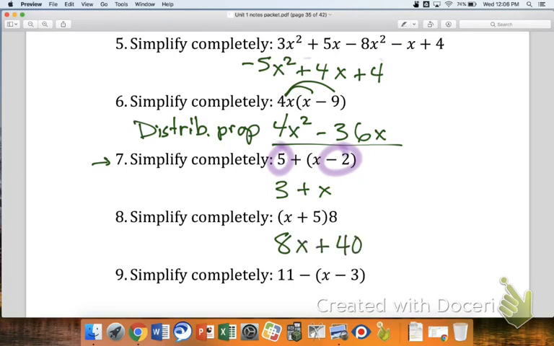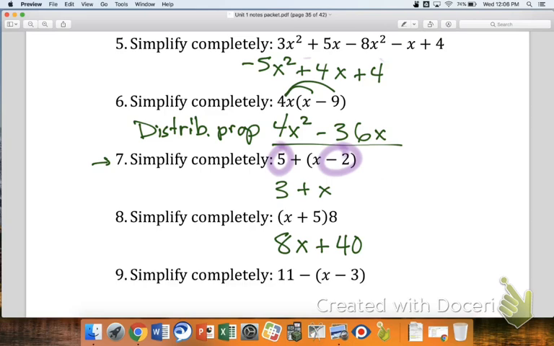The most challenging one for the day is probably number 9. Maybe it's number 7. I don't know. Number 9, pretty challenging. It's 11 minus parentheses x minus 3. So we have 11 and we're subtracting something, but we're not just subtracting the x, are we? And we're not just subtracting the negative 3. What are we doing?